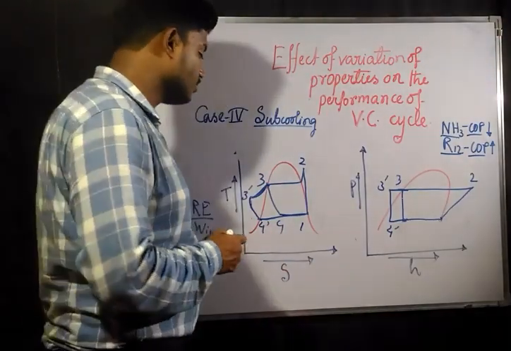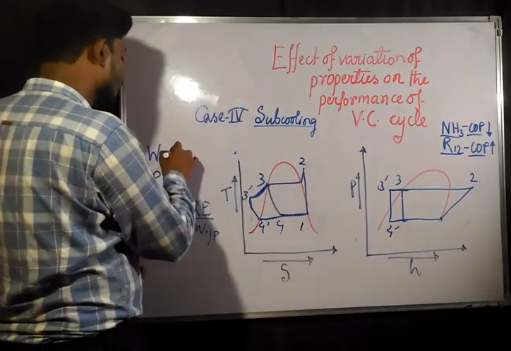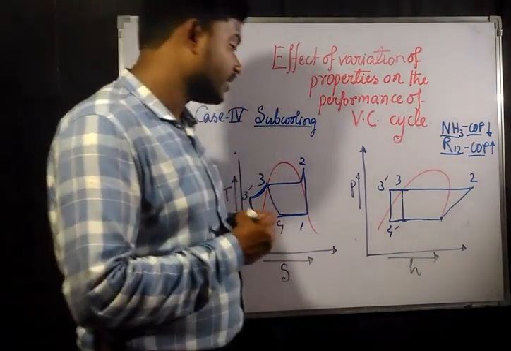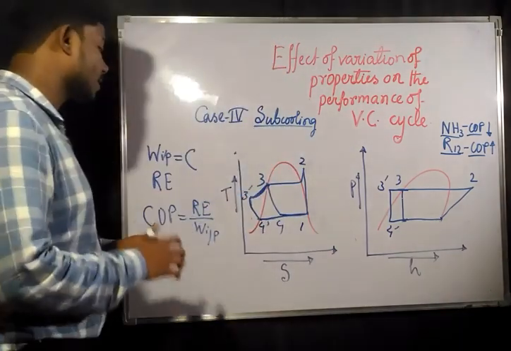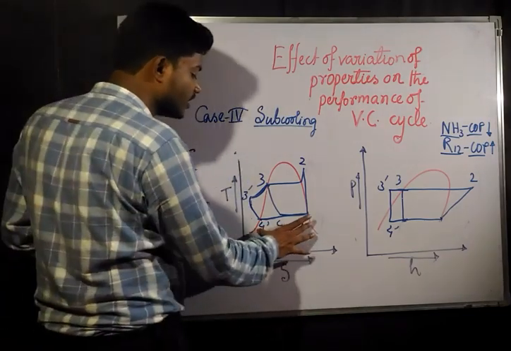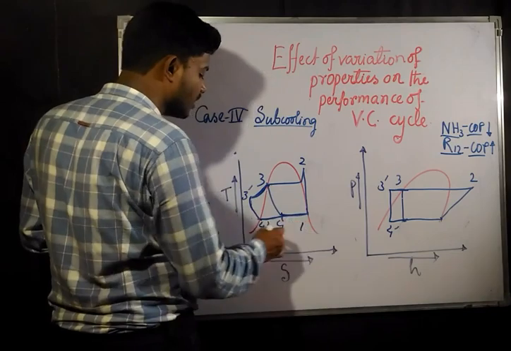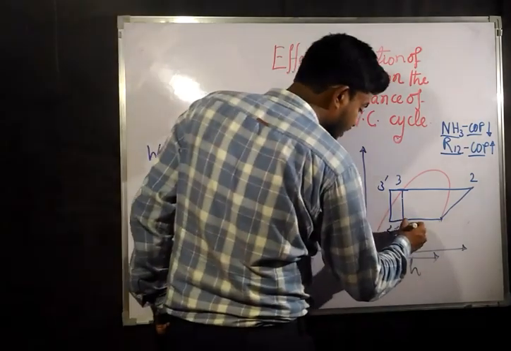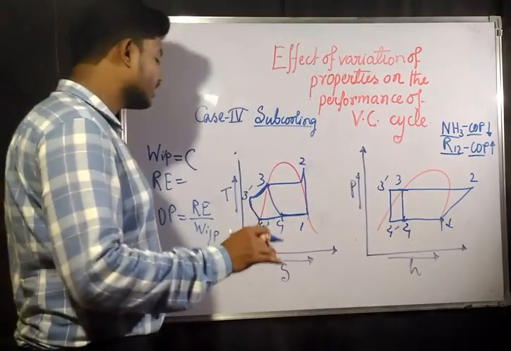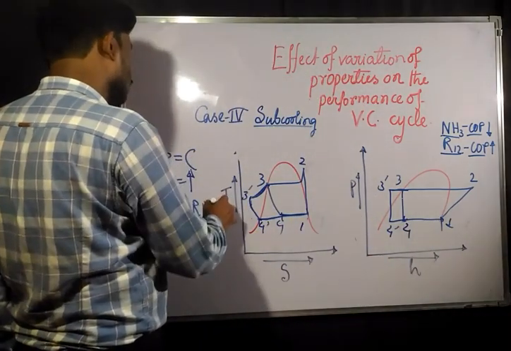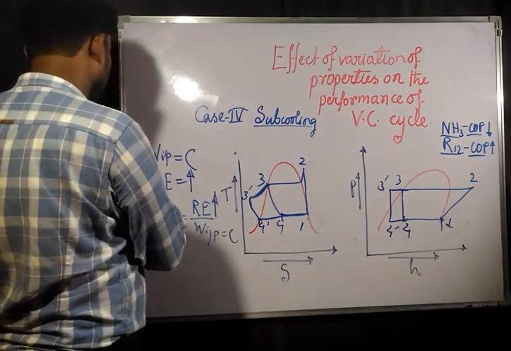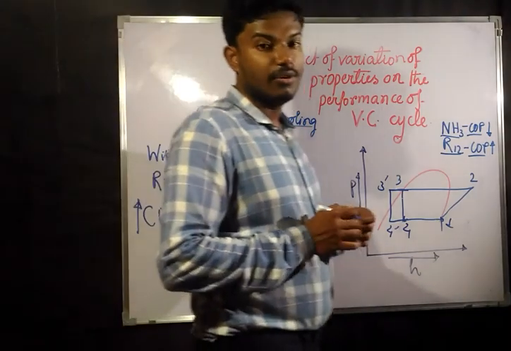So what is happening now: the work input is going to be constant, 1 to 2 is constant, nothing is affecting the work consumed by the compressor. Now the refrigeration effect is increasing, 4 dash to 1. Previously it was from 4 to 1, now it is from 4 dash to 1. Similarly here it was from 4 to 1, now it is from 4 dash to 1. So the refrigeration effect is obviously increasing. If the refrigeration effect is increasing and the work input is constant, then COP is obviously going to increase.